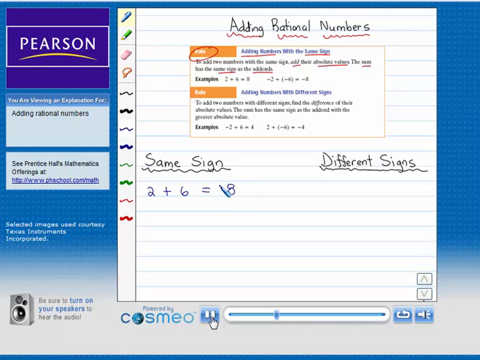Now I'm going to assign my sum the same sign as my addends. The two addends here are both positive, so therefore my answer is going to be positive. So a positive 2 plus a positive 6 gives me a positive 8.